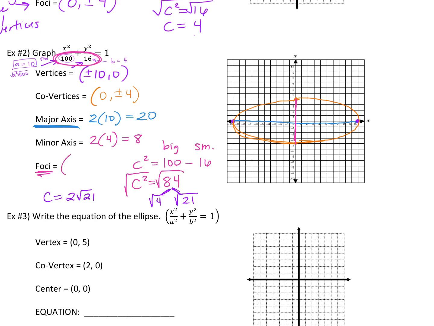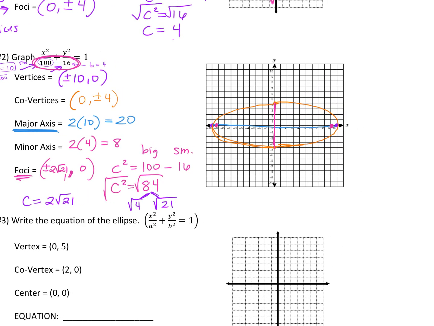So for my foci, are those going to go on the x-axis or on the y-axis? The x-axis. They always go with your vertices, right? So 2 rad 21 is going to the left and to the right. So that's going to be plus or minus 2 rad 21, comma, 0. When you plug that in, 2 rad 21, or the square root of 84, is 9 point something. So you're going to have a focus here and a focus here. They're going to be real close to your vertices on the graph or on the numbers.